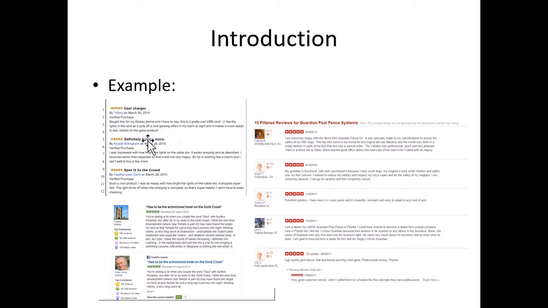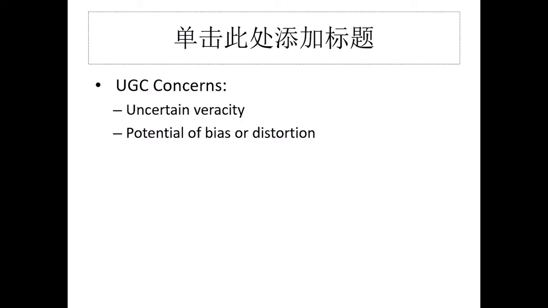This one is Amazon reviews. This one is Yelp reviews of the restaurants, and this one is trip recommendations on TripAdvisor.com. Because UGC is largely from the grassroots, it is often not validated, and the veracity is uncertain, which may result in potential bias or distortion.